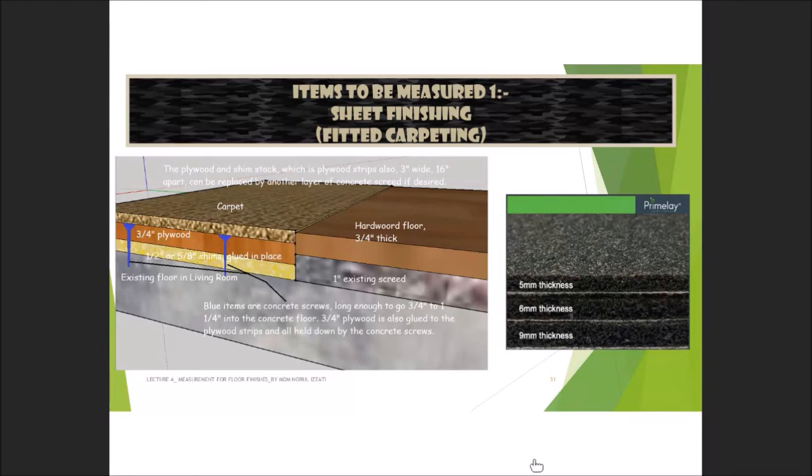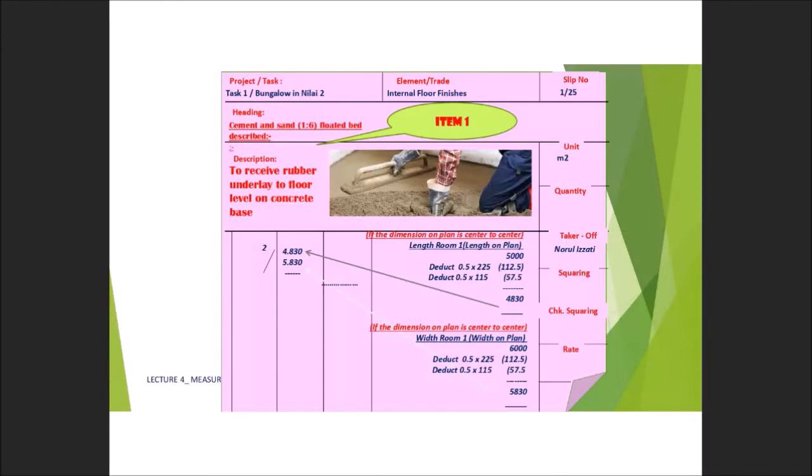Okay, but let's say they are traditional carpeting. That means there are 3 layers of the component that need to be measured separately. Okay, this is the example. Cement and sand floated bed to receive rubber underlay. That means this is the example where there are 3 layers.